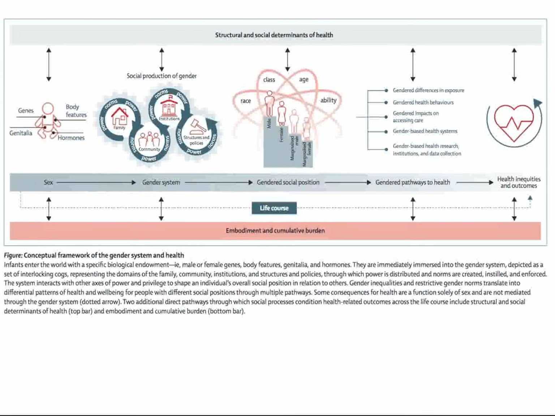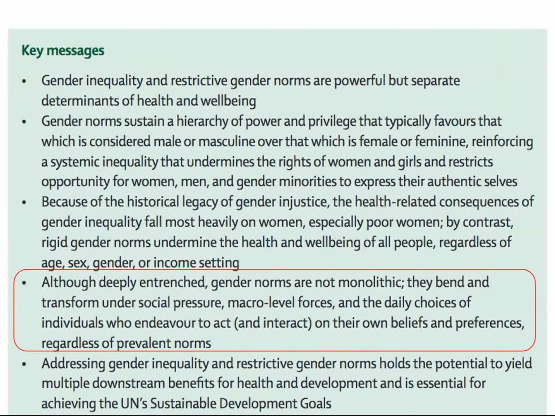And that's discussed here. And so this discussion concerns genes and genitalia and body features and hormones. Okay, that plays some sort of role. And then race, class, age, ability, and gender differences in exposure, and these details are shown here. And in this first review, some key messages are given. And I disagree with the one that I circled here in red. This message says, although deeply entrenched, gender norms are not monolithic.